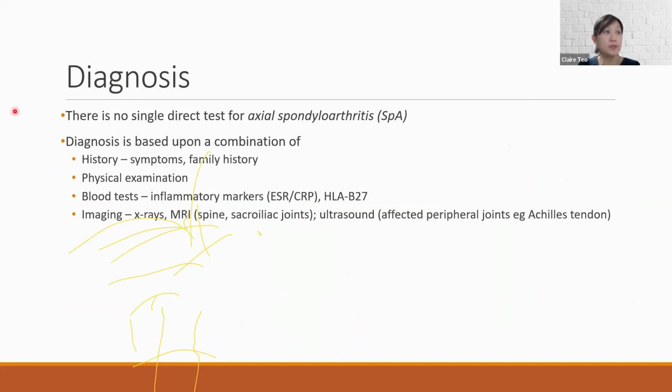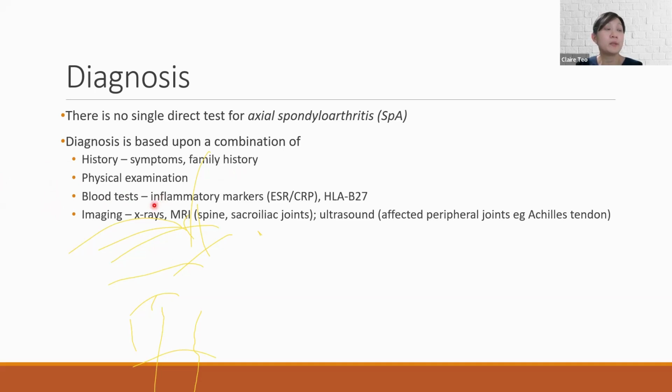In terms of diagnosis, there's no single direct test to diagnose axial SpA. Diagnosis by a doctor is based upon a combination of history with the typical symptoms of inflammatory back pain, taking into account the age of the patient and whether there's any positive family history. Physical examination is also key, to look for signs that may suggest inflammation in the sacroiliac joints, or any spinal deformity and limitation of spinal movement.